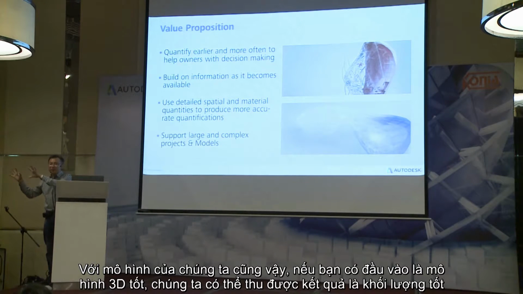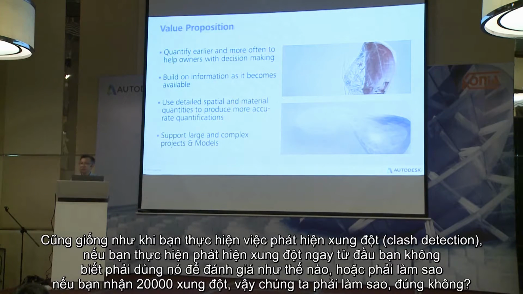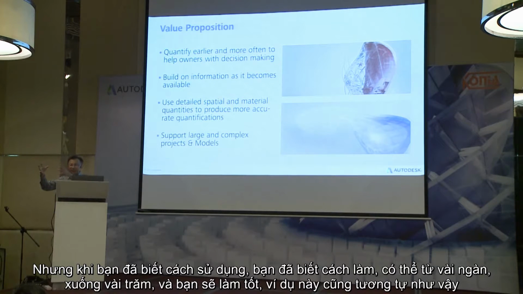If we make a good 3D model, we can take off a good quantity. If we make a model that we think is good already, but once we take off, it takes a lot of things. The same goes for clash detection. If you work on clash detection from the beginning and you don't know exactly how to use it, you get 10,000 to 20,000 clashes. How come, right? But once you know how to do it the right way, it's only 2,000, then some 100, and it works fine.